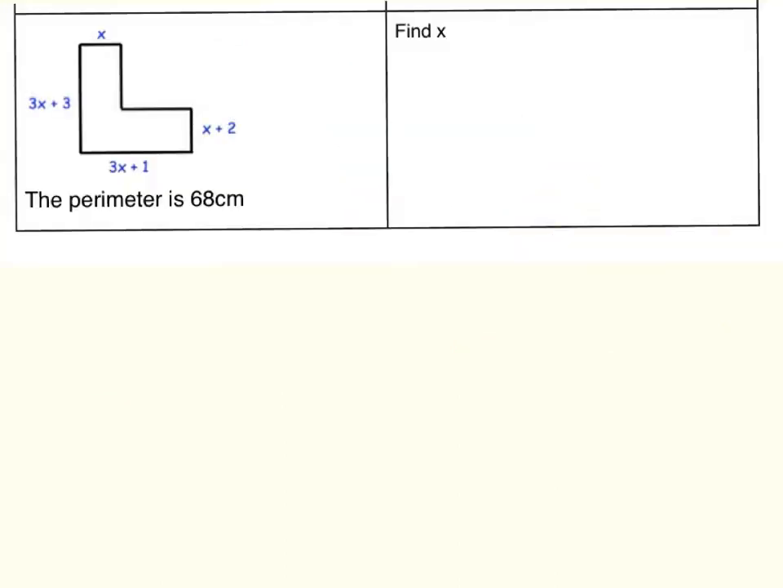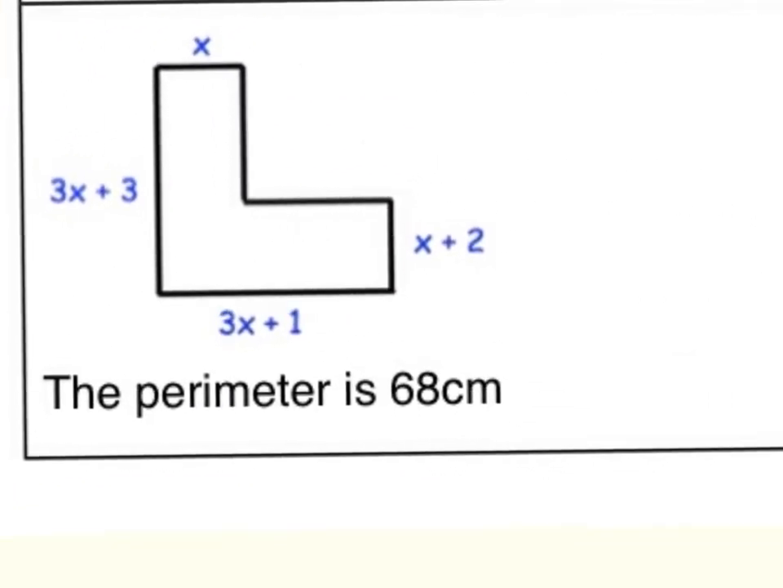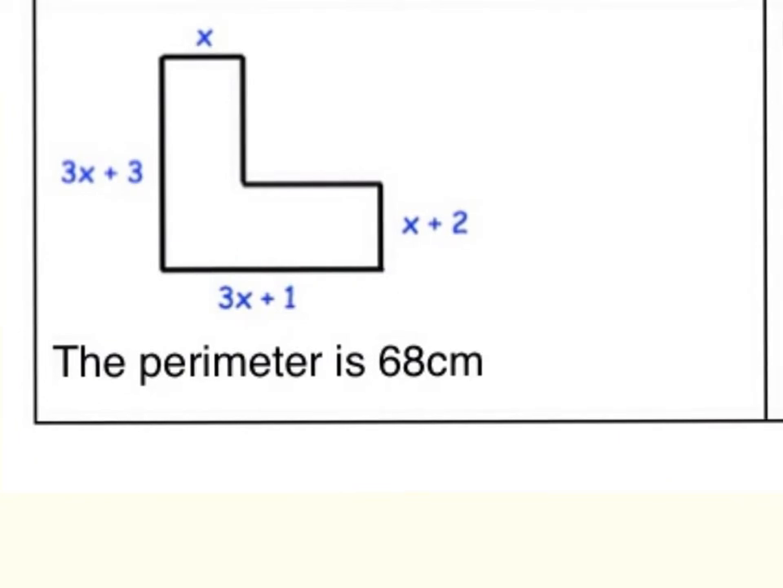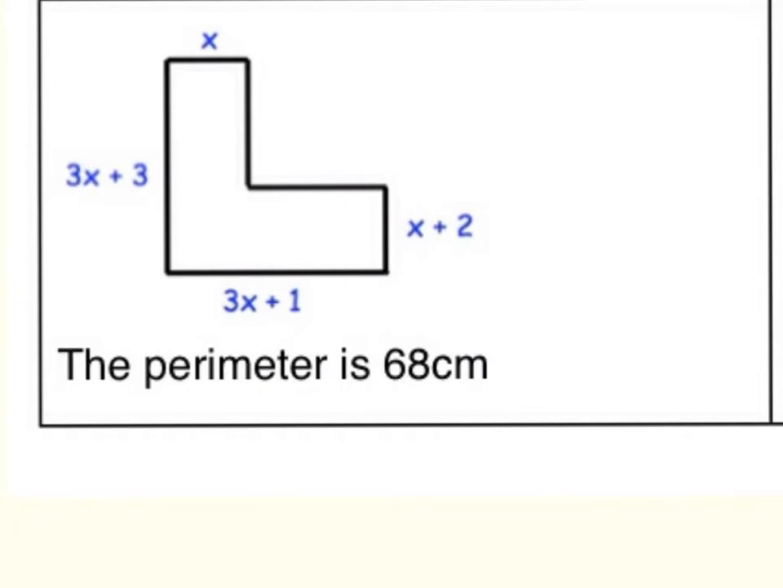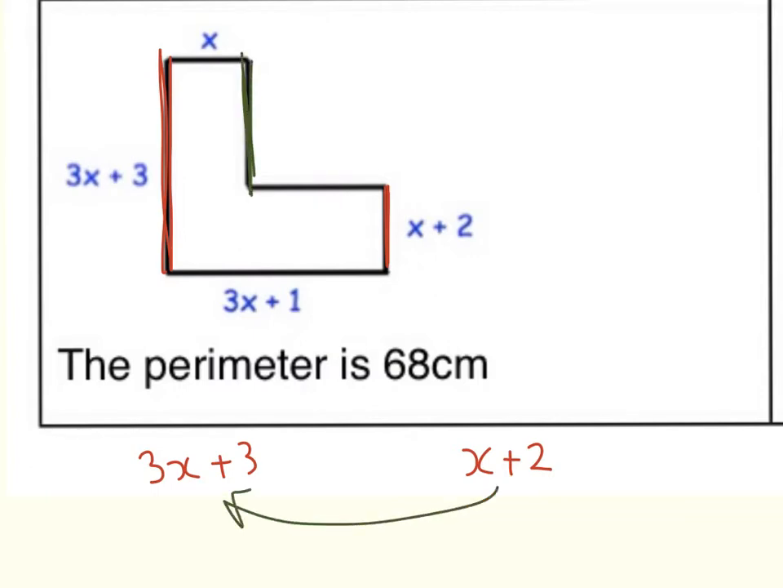Okay, so the perimeter is 68, find x. So I'm going to start you off basically. So if we know that that is 3x plus 3, and that is x plus 2. So 3x plus 3, and that one is x plus 2. Then this little bit here must be whatever I need to add on to that to make this. So it must be 2x plus 1.